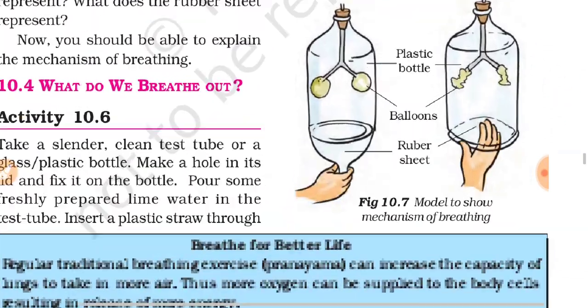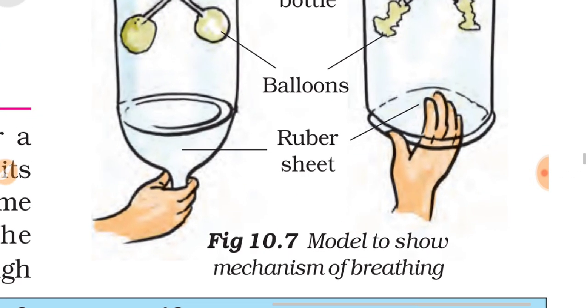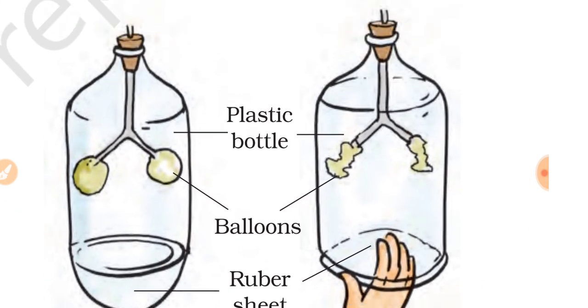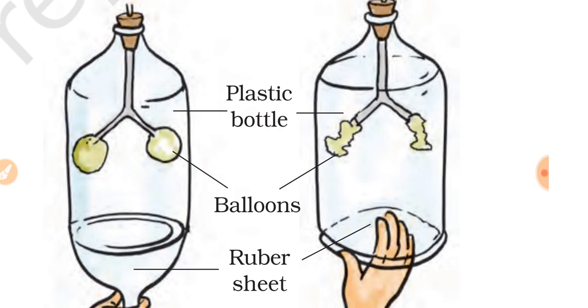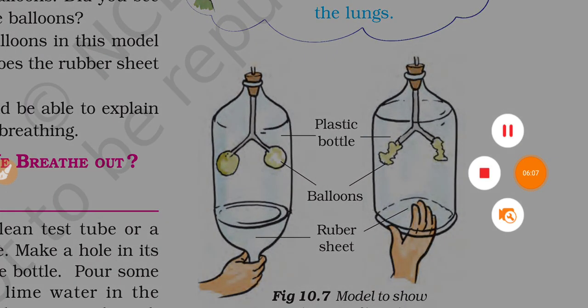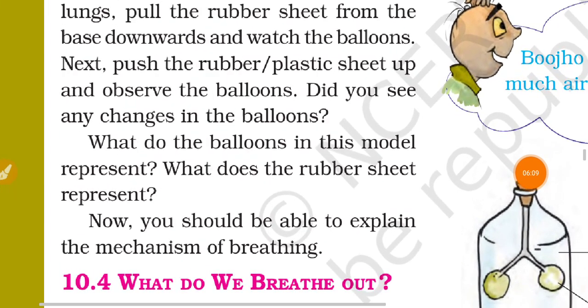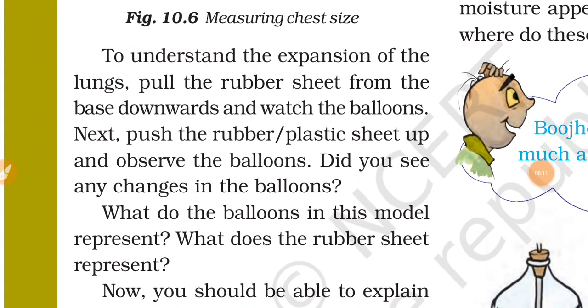Okay, this is the structure, the model of the breathing mechanism. This is a plastic bottle, these are balloons, you have to fit them like this. So first, to understand the expansion of the lungs, pull the rubber sheet from the base downwards and watch the balloons. Next, push the rubber or plastic sheet up and observe the balloons.